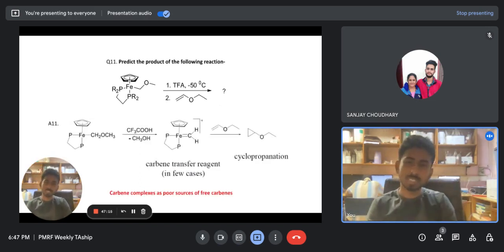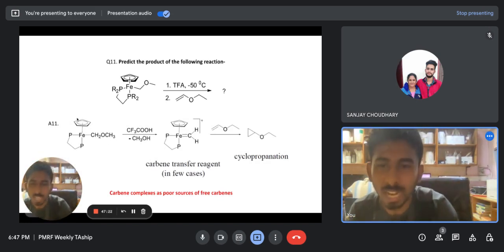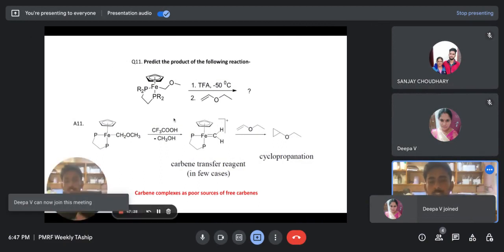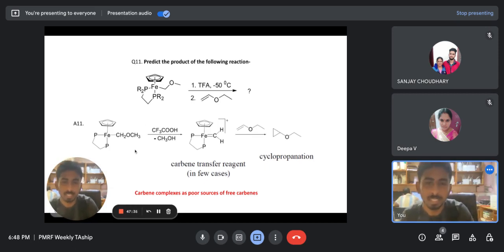In the first case, you see the iron Cp is there, bound to this CH2OCH3 moiety, and the diphosphino group is bound to this iron center. Whenever it is treated with this very strong acid, trifluoroacetic acid, a very strong organic acid with a pKa in the range of 2.3, what happens is that the metal center and ligands are neutral toward this carbon bond state, as with any organic acid. But this oxygen atom is nucleophilic, so this oxygen center will be protonated by the trifluoroacetic acid.